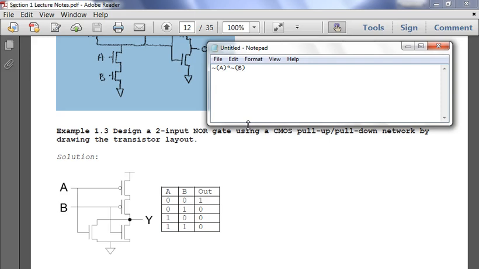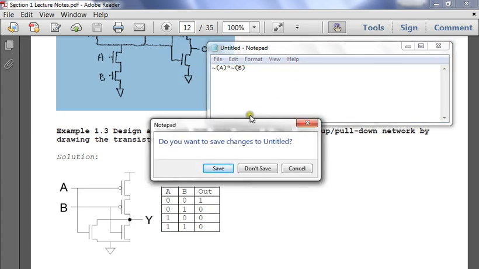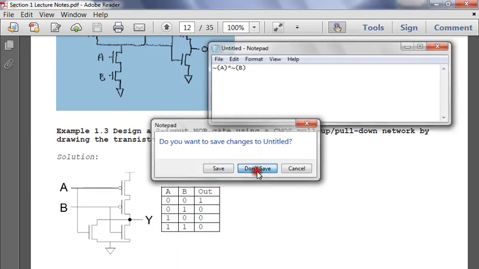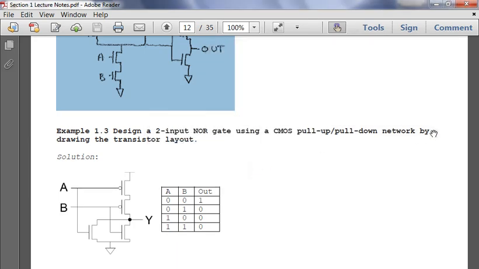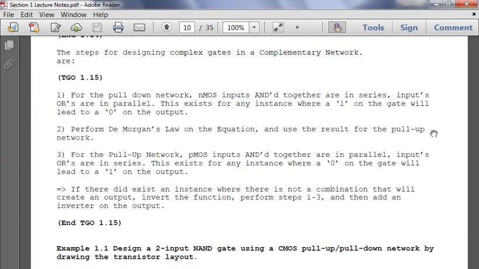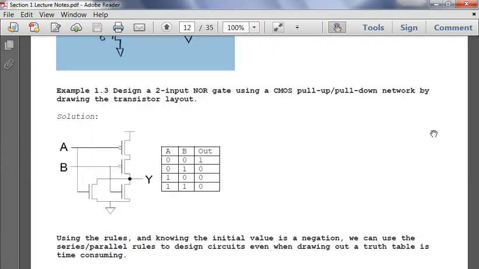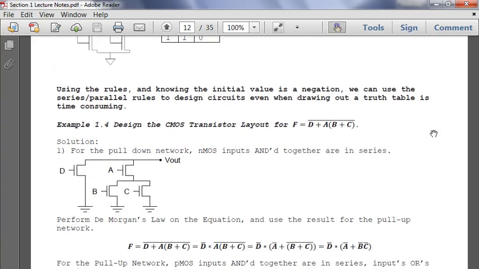So by using that De Morgan's law trick, and we're going to be doing example questions later, during the next lecture, where you can have A and B or C, or up to five variables, by using that De Morgan's law, it actually makes the problem significantly easier. And I won't expect you to do this problem. We'll start with 1.4. So the homework assignment will be topical guide objectives 1.1 through 1.15 and examples 1.1 through 1.3.